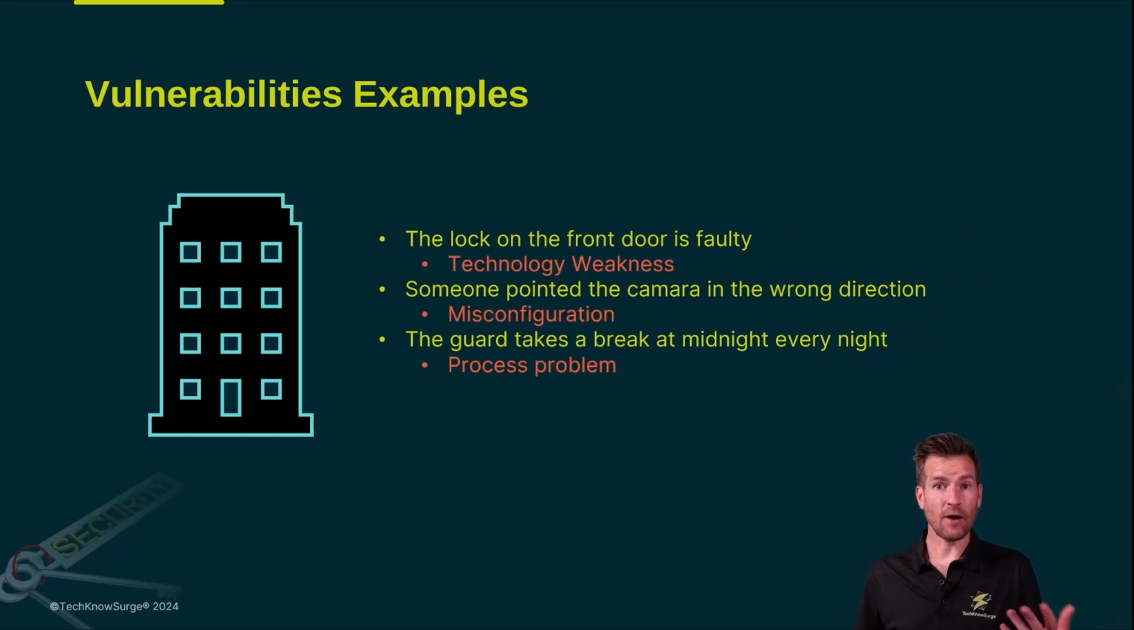If I wanted to label these, I could label that faulty lock as a technology weakness. Or perhaps the camera being pointed in the wrong direction, I could label that as being a misconfiguration, that someone misconfigured it. As far as the guard taking a break at the same time every day, then I could label that as a process problem.